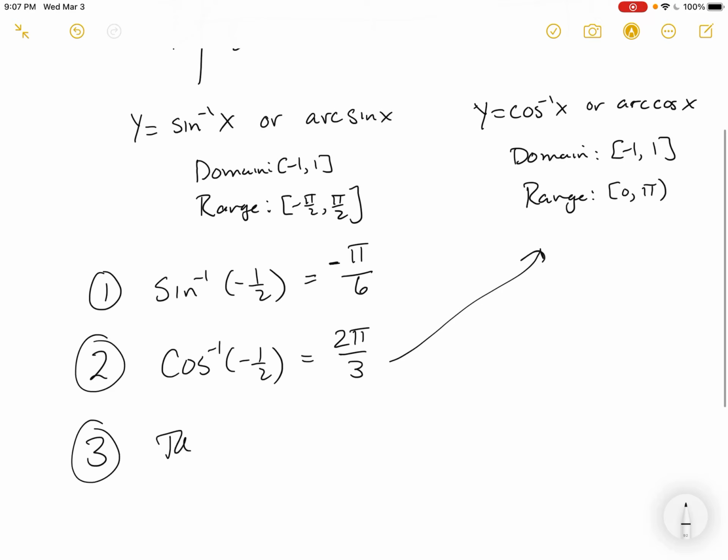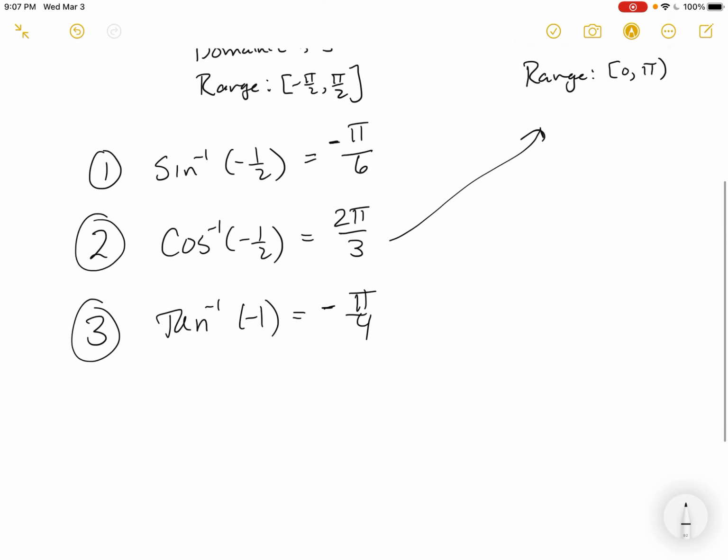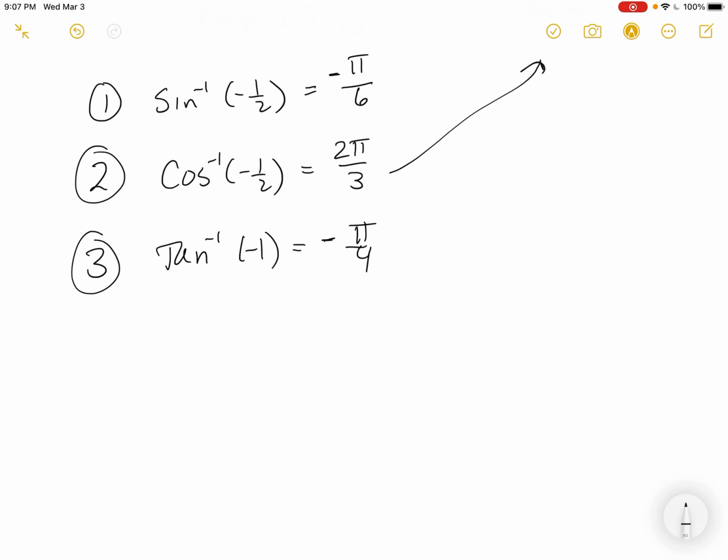Three, tan inverse of negative 1. Okay, so they did do tangent in here as well. I'm not sure why I didn't catch that at first, but they did do some tangent inverses. No problem. I know that the angle I take the tangent of to get 1 is a pi over 4 angle. Now tangent is sine over cosine, so it behaves like sine, so it's going to have the same range as sine, from minus pi over 2 to pi over 2, and it's going to be negative pi over 4, and we're finished.